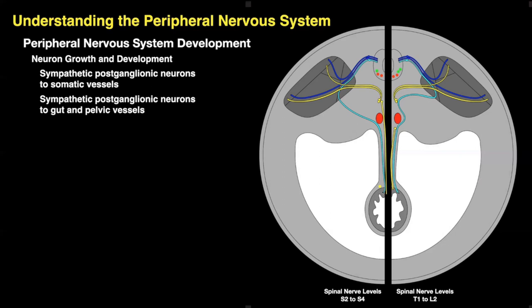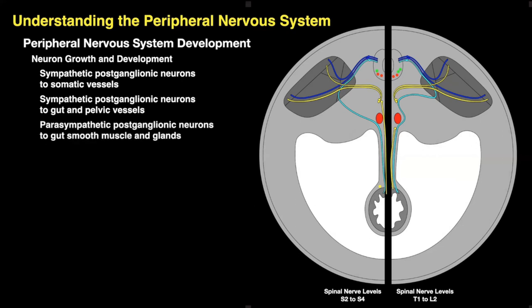So again, these are not going to the gut. These are following blood vessels. They're innervating the smooth muscle in blood vessels. And when they do enter the gut, they're innervating arterioles and the smooth muscle of blood vessels, not the gut tube.